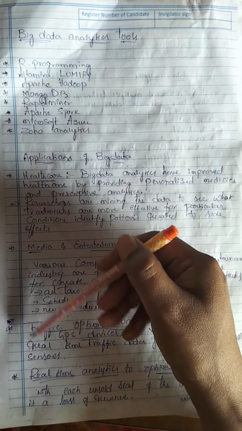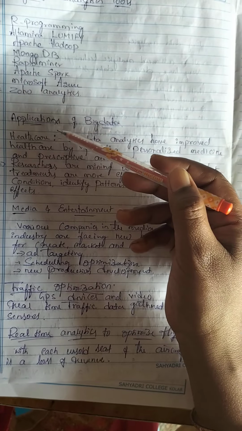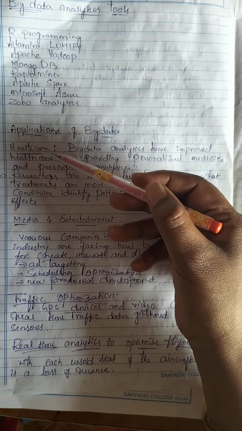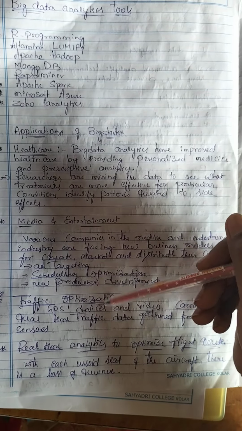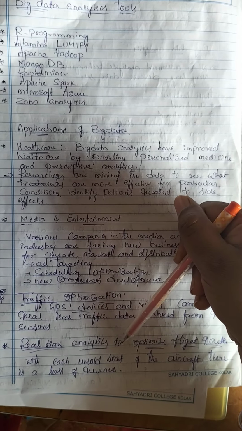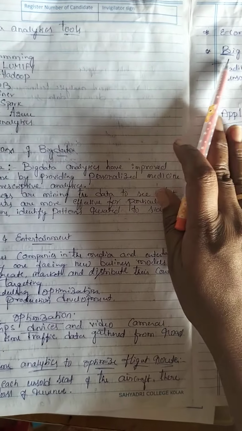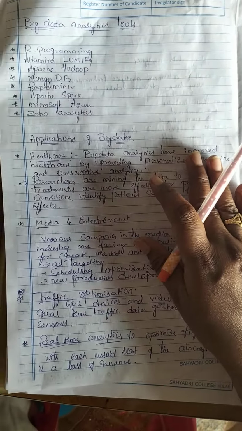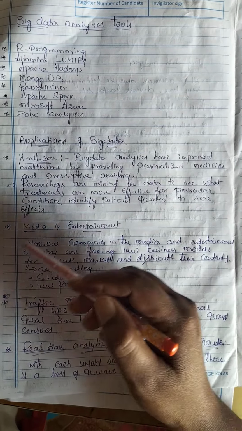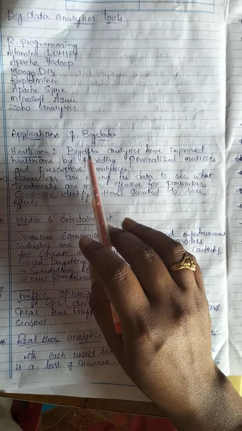So the main topic in big data is applications. We already discussed this in the first module. We have several types of applications: healthcare, media and entertainment, traffic optimization, real-time analysis to optimize flight routes, and big data applications in agriculture. First, how to use this in healthcare. Healthcare is one of the major technologies in big data.